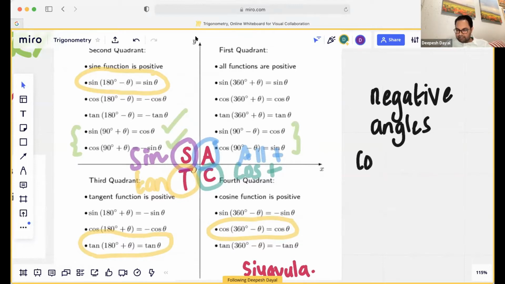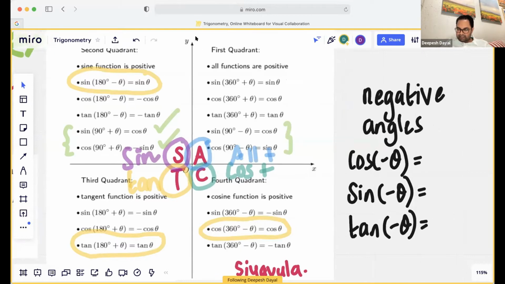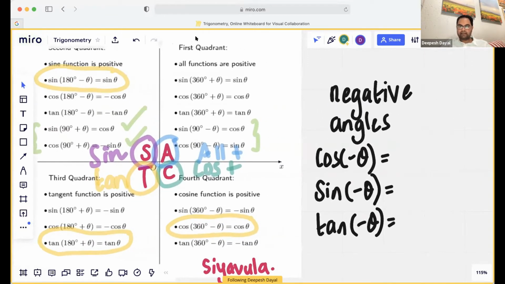So we've got cos minus theta equals, sine minus theta equals, and then we've got tan. So what is sine minus theta? Does it give us positive or negative sine theta? You can type in the chat, let me know, or you can unmute. Sine gives us, take your calc, yes, thank you, Dineo. So it's negative, so it's minus sine theta, right?